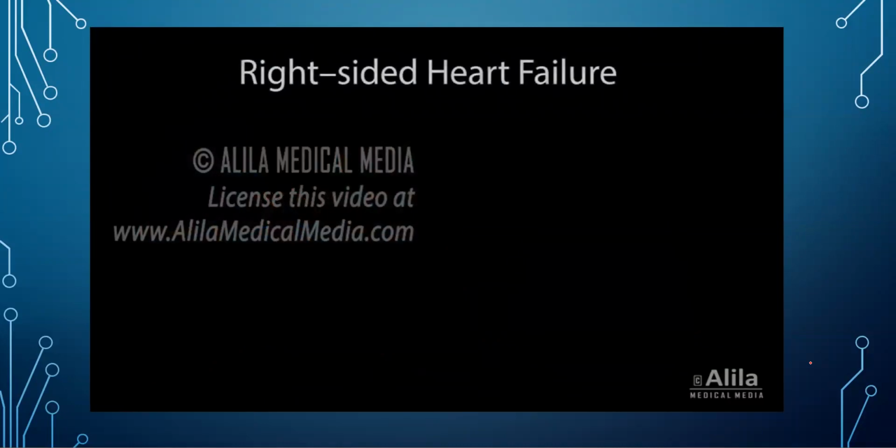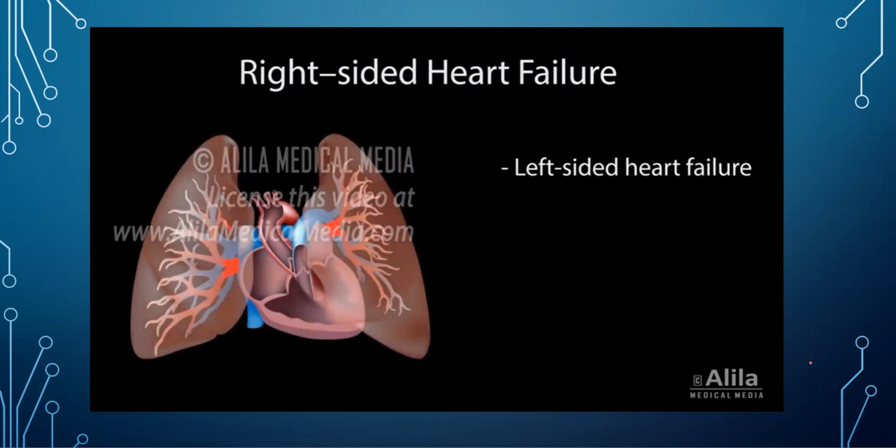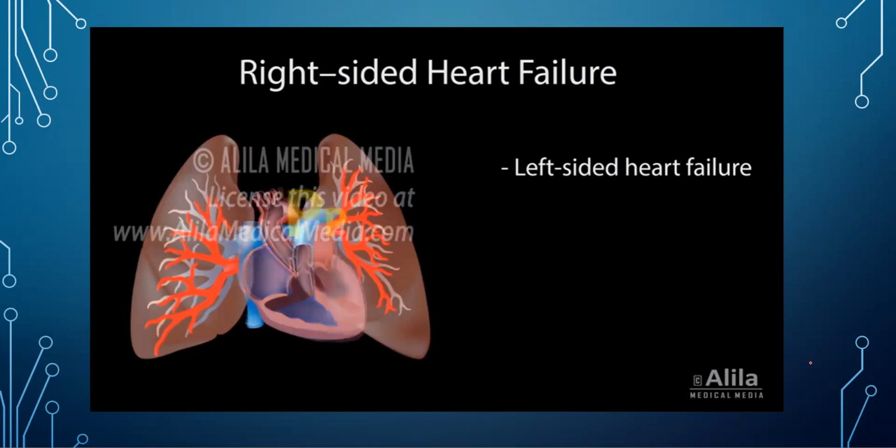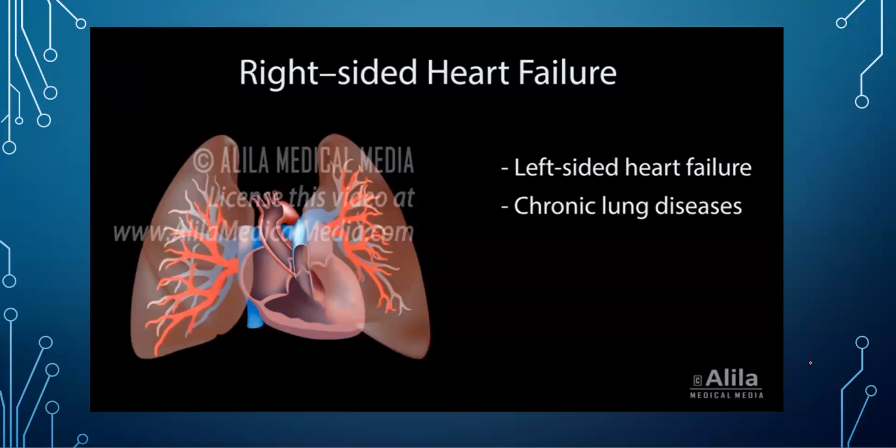Right-sided heart failure is most commonly caused by left-sided heart failure. This is because the increased pulmonary pressure caused by left-sided heart failure makes it harder for the right ventricle to pump into the pulmonary artery. This results in systolic dysfunction. In compensation, the right ventricle grows thicker to pump harder, which reduces the space available for filling, eventually leading to diastolic dysfunction. Other common causes of right-sided heart failure include chronic lung diseases, which also raise pulmonary blood pressure.